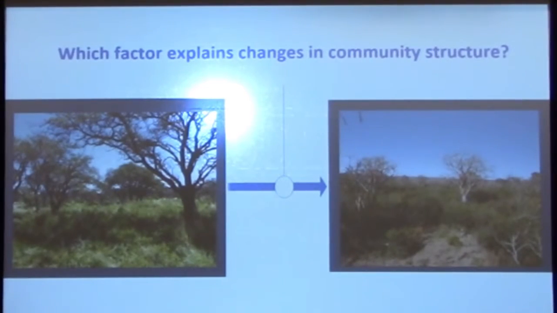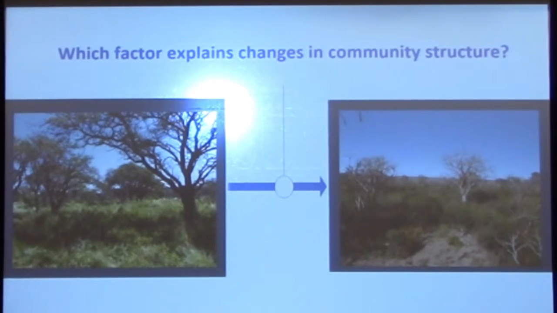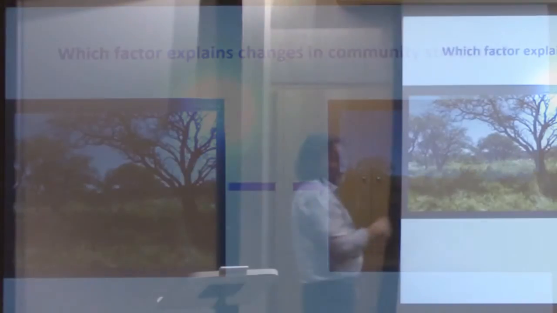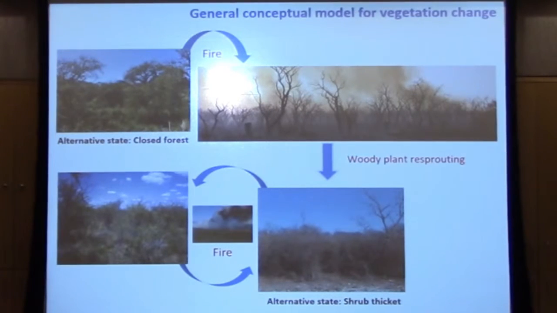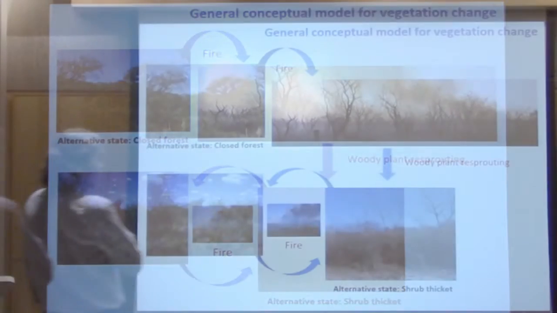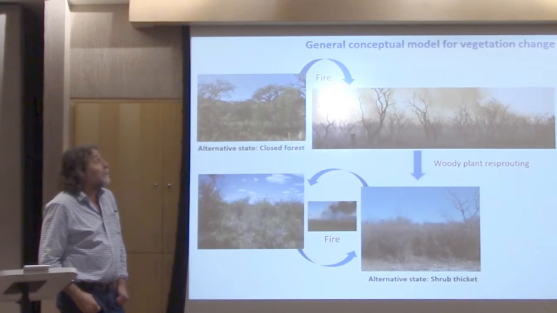The other important point for the model is to play with the causes of these changes in community structure. We know that going from here to there is probably the increase in livestock grazing and in seed dispersion that have produced this increase in wood density. But what are the factors producing the change in the structure of the community? We know from different studies that fire is a critical disturbance factor that can move this alternative state, the closed forest, to a kind of shrub thicket state.